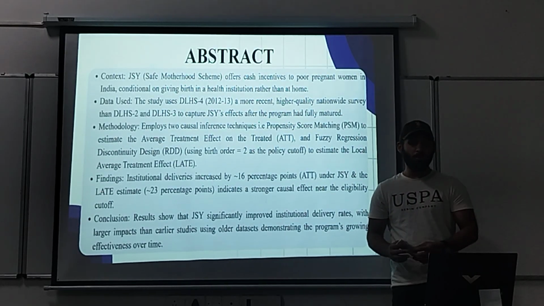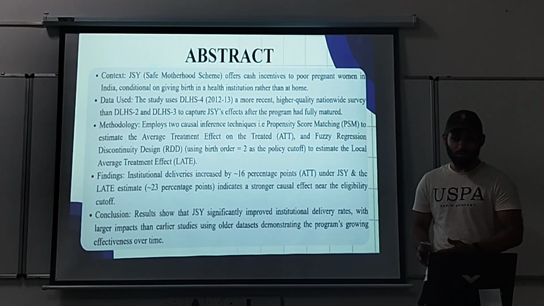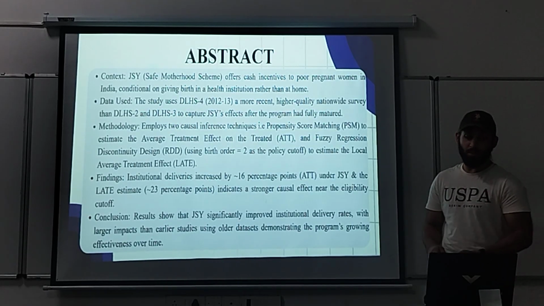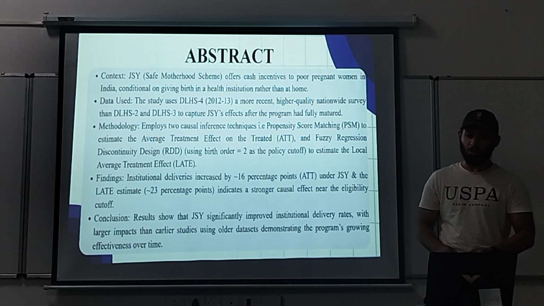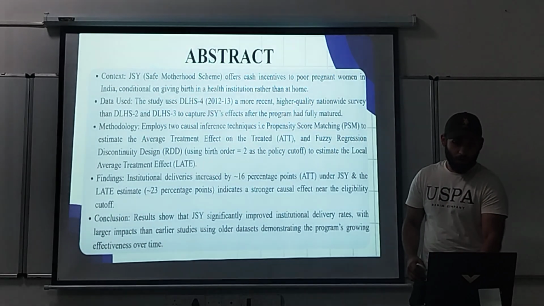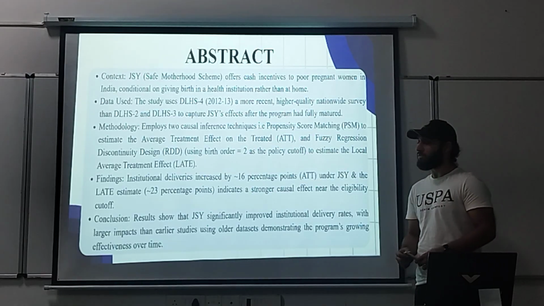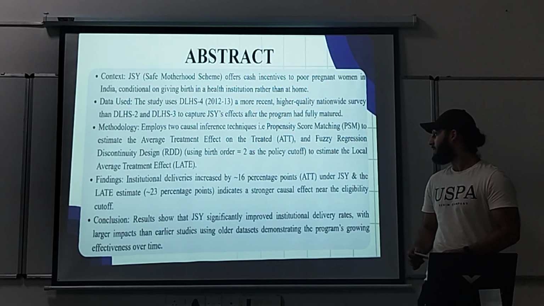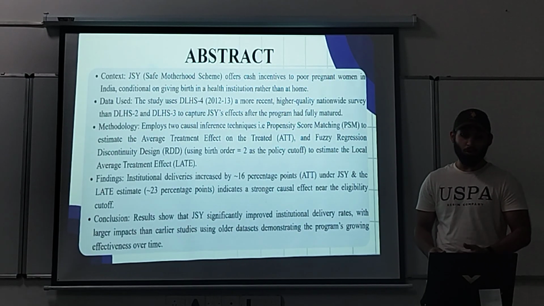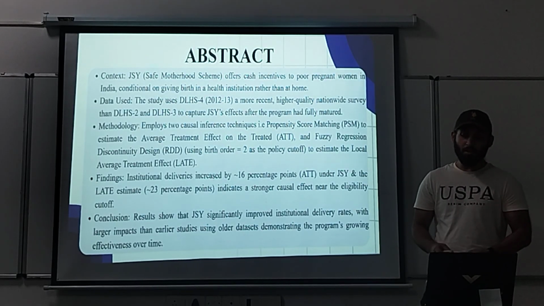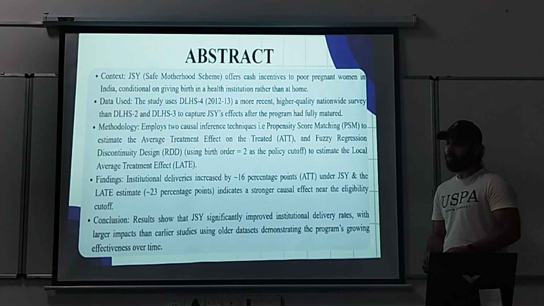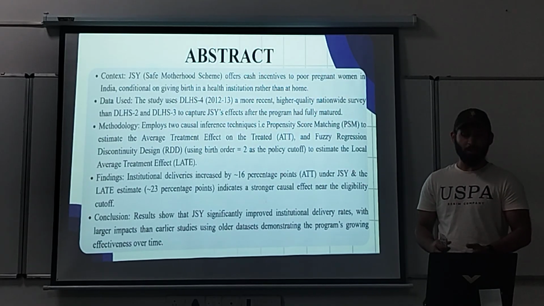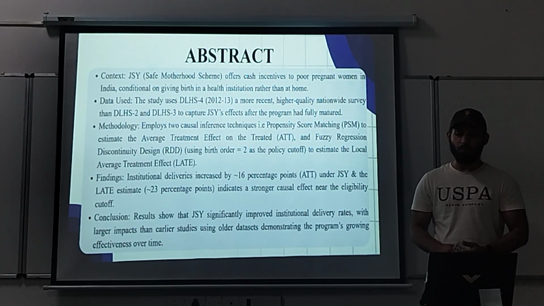In terms of methodology, we employed two causal inference techniques: propensity score matching to estimate the average treatment effect on the treated, and fuzzy regression discontinuity design (RDD) to estimate the local average treatment effect, using birth order equal to 2 as the policy cutoff. Our findings indicate that institutional deliveries increased by approximately 16 percentage points under the JSY program, while the LATE estimate is around 23 percentage points, showing an even stronger causal effect near the eligibility cutoff. Finally, the conclusion: the results show that JSY significantly improved institutional delivery rates, with the impact being larger than earlier studies that use the older data sets, demonstrating the growing effectiveness of the program over time.